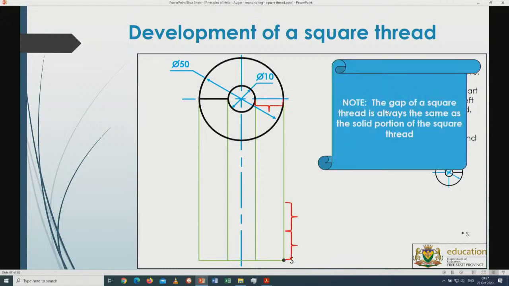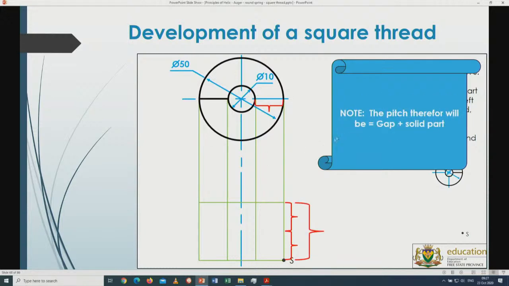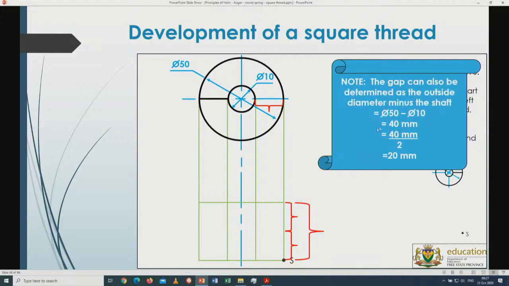All right, so the first point I want to note is the gap of the square thread is always the same as the solid portion of the square thread. So if this is the gap part over there, that's going to be the solid. So that's the first position of how I will determine the pitch of this part. So if the calculation gives me 50 millimeters for the gap and the solid part, in other words, if that is 50 millimeters and this is 10 millimeters, I'm going to subtract 10 from 50, which gives me 40 millimeters. So that is the 20 and that's the 20. So the groove, in other words, will be 20.